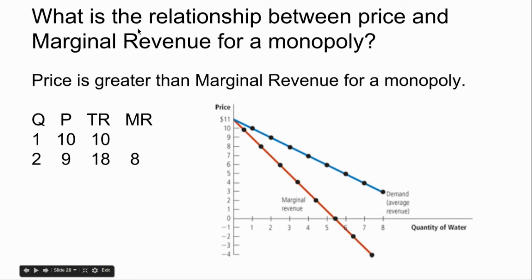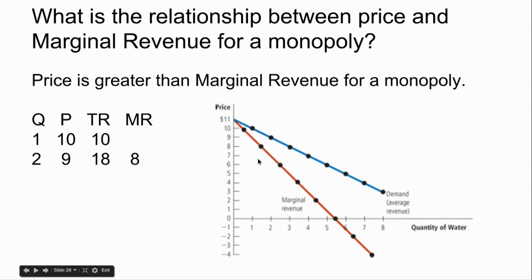What is the relationship between price and marginal revenue for a monopoly? Price is greater than marginal revenue for a monopoly. When the demand curve has a negative slope, price is greater than marginal revenue, and the marginal revenue curve is always below the demand curve.